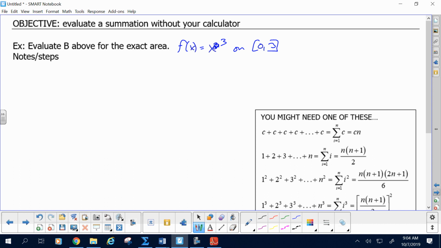Okay, so at the top of page 2 on set 43's notes, we were giving expressions for the area under curves, practicing our summation notation. The question was, what's the area under x cubed on 0 to 3? In question B, we said the area function was the sum from i equals 1 to n of 3 over n times f of 3i over n. Okay? Cool.